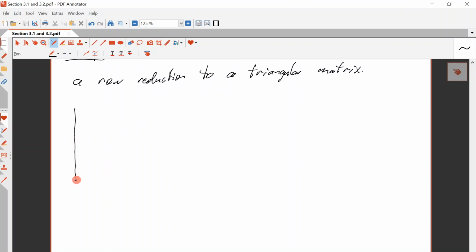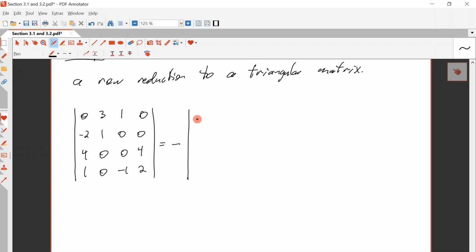So let's calculate this determinant: 0, 3, 1, 0; minus 2, 1, 0, 0; 4, 0, 0, 4; 1, 0, minus 1, 2. So the first thing I'm going to do is switch rows 1 and 4, giving 1, 0, minus 1, 2, and that negates the determinant.